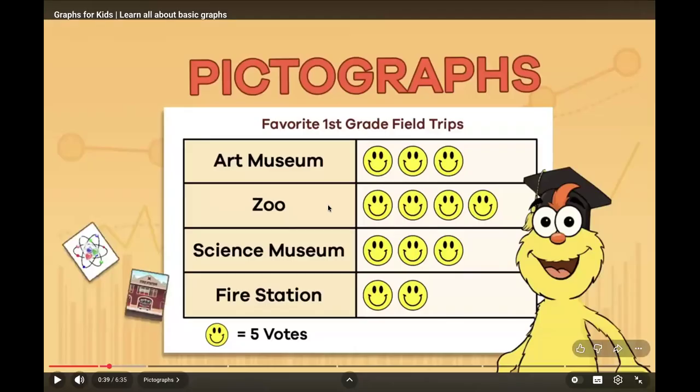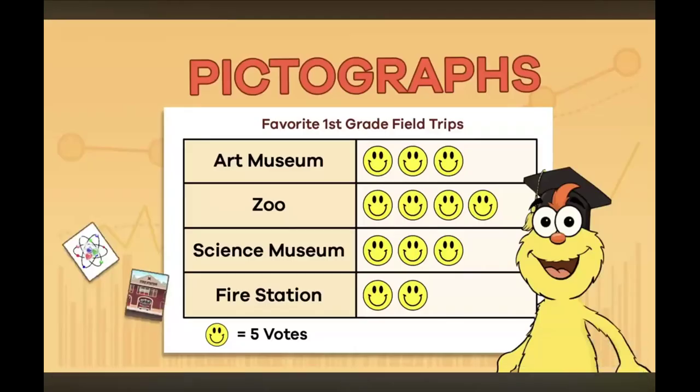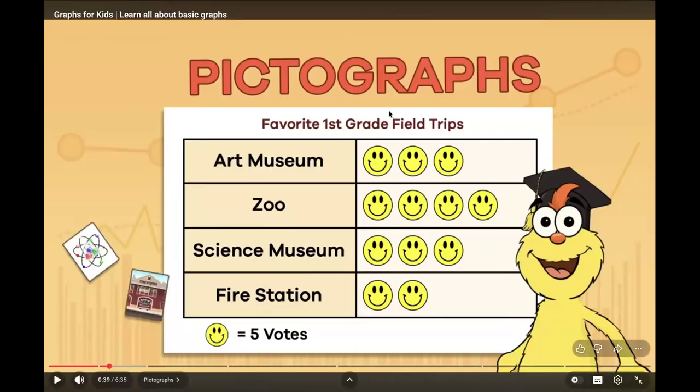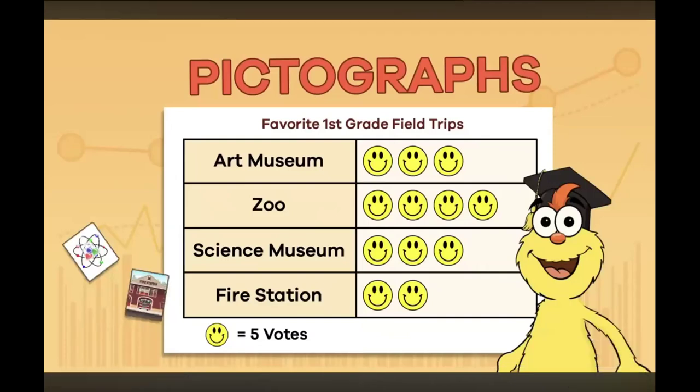Okay, let's see for the rest. So zoo is the first, the most favorite for the field trips destination. And what is the second favorite? Art museum and science museum. There are two favorite destinations in the second position, which is art museum and science museum.